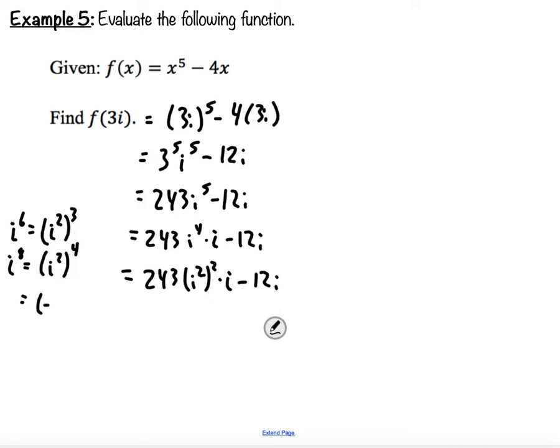And then I can always just plug in a -1 there for i to the 2nd and take it to the 4th power. Or again, you could write out i to the 2nd times i to the 2nd times i to the 2nd times i to the 2nd. So this becomes 243 times -1 to the 2nd power. So -1 to the 2nd power there is 1 times 243 is 243i minus 12i. And so those are like terms, and so when you combine those, we get 231i.